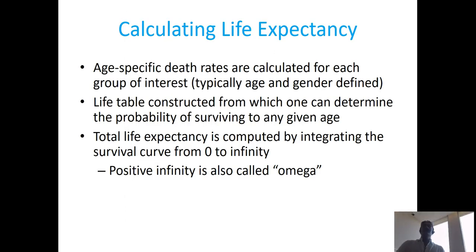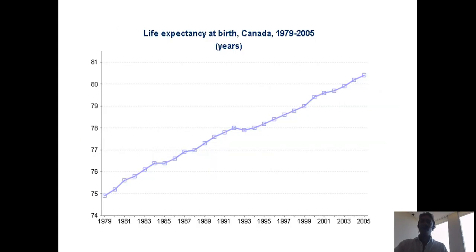Life expectancy is also calculated using life tables, and we can compute the total life expectancy by integrating the survival curve. And that's another mathematical step we can take. We call positive infinity omega, so we integrate the area under the curve all the way to omega to give us an estimate of that population's life expectancy. So this is the changes in life expectancy at birth in Canada over time. You see it's gone up over time, due largely to improvements in childcare. Okay? If I were to show you this going back 100 years, it's dramatic how much it's improved, due entirely to improvements in childcare. More recently, we're looking at improvements in elder care, right?